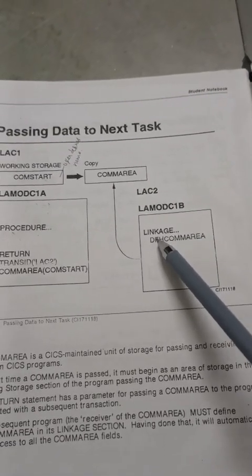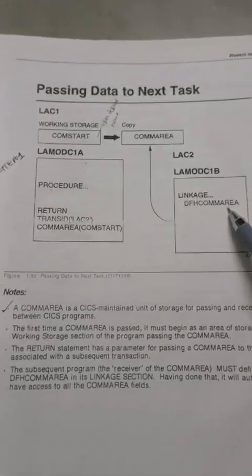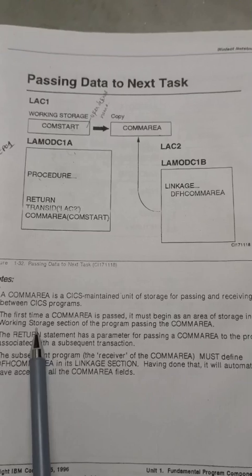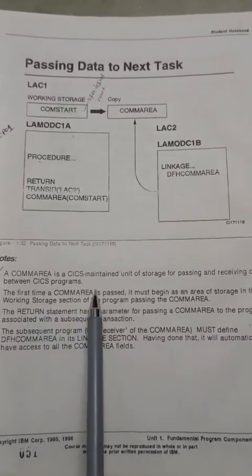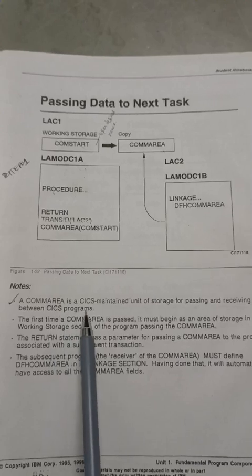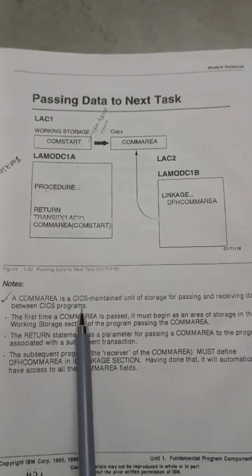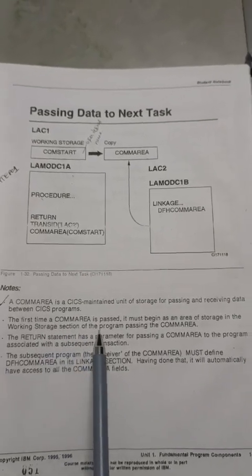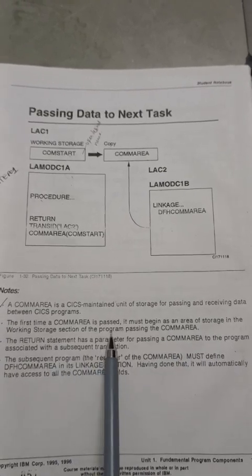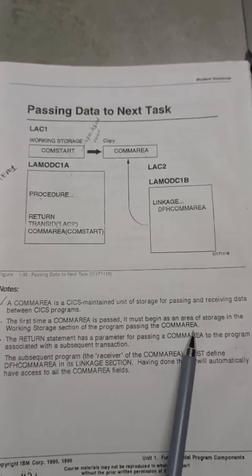And in the subprogram we have to define the linkage section DFHCOMMAREA. You can see some text here. What is the COMMAREA? It is a CICS unit of storage for passing and receiving data between CICS programs. The first time the COMMAREA is passed, it must be defined in an area of storage in the working storage section of the program passing the COMMAREA.